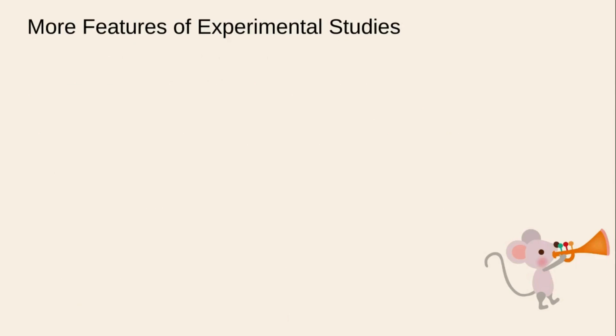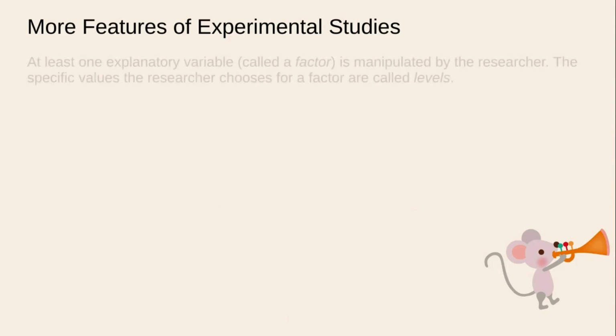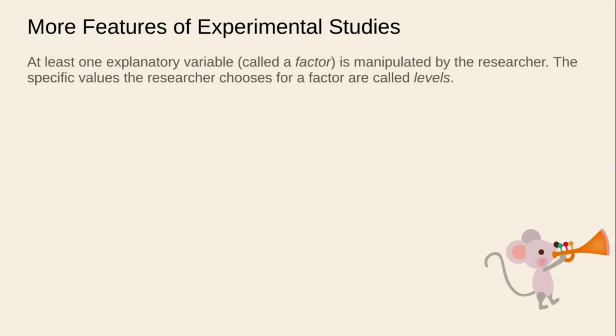So now we're going to talk about some more of the nitty-gritty features of an experimental study. So we have at least one variable, and variables are sometimes called factors. So if you see the word factor, that means something very different than it means other places in math. An explanatory variable is called a factor, and we manipulate that explanatory variable, and the specific values the researcher, whether us or someone else, chooses for a factor are called the levels.